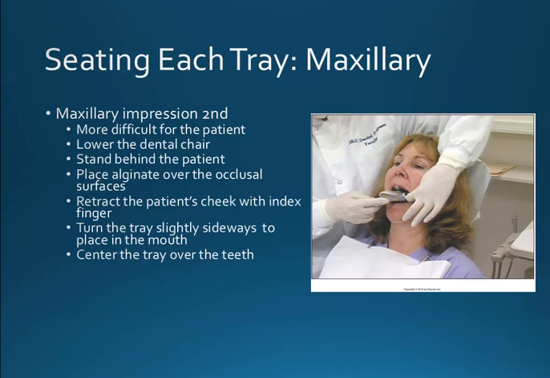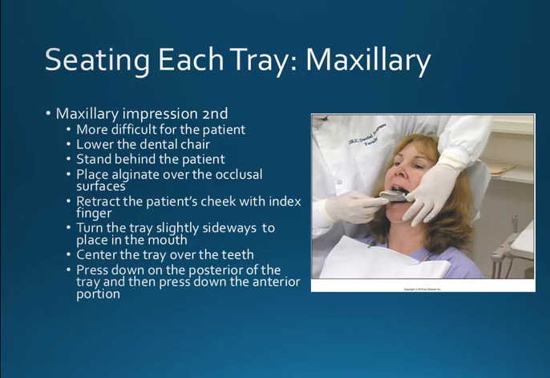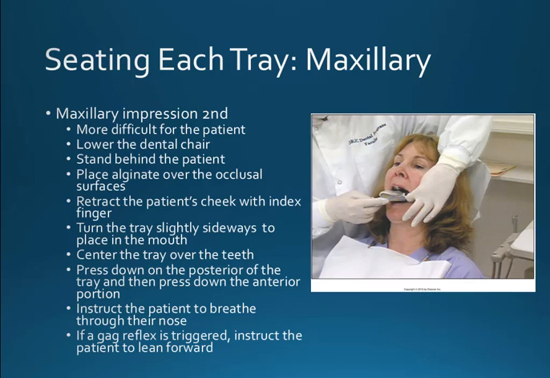Again, center the tray over the teeth, and then press down in the posterior area first with the tray, and then you want to work your way towards the front in that anterior portion and press down as well. Instruct the patient to breathe through their nose. This is really critical on the maxillary. If a gag reflex is triggered, you want to instruct the patient to lean their head forward.